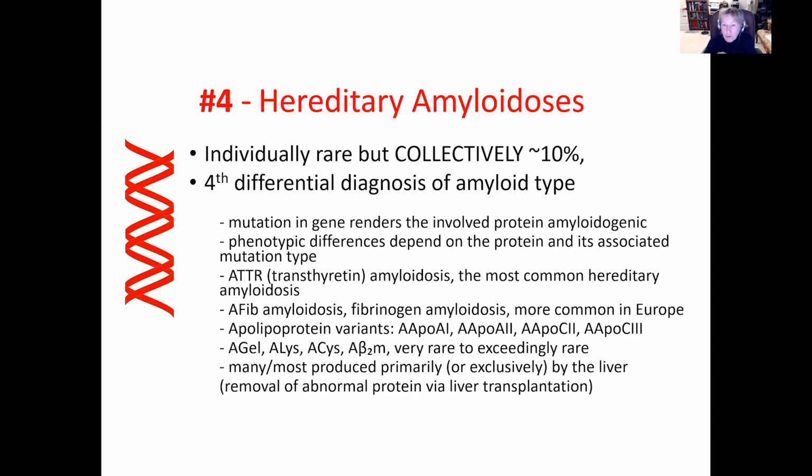And the mutation renders the protein amyloidogenic. It makes it less stable and stuff like that. There are phenotypic differences. Transthyretin hereditary amyloidosis is the most common, but there is also amyloidosis derived from fibrinogen, several apolipoproteins, gelsolin, etc. And most of them are produced primarily or exclusively, some by the liver. And you heard a little bit yesterday from Jeff Kelly about the liver transplant and stuff like that. I will not talk about it.